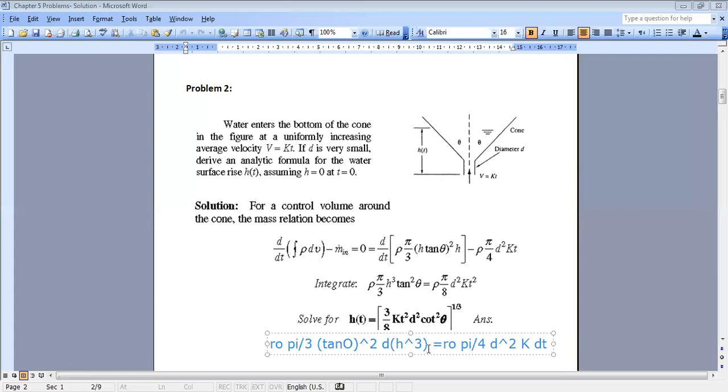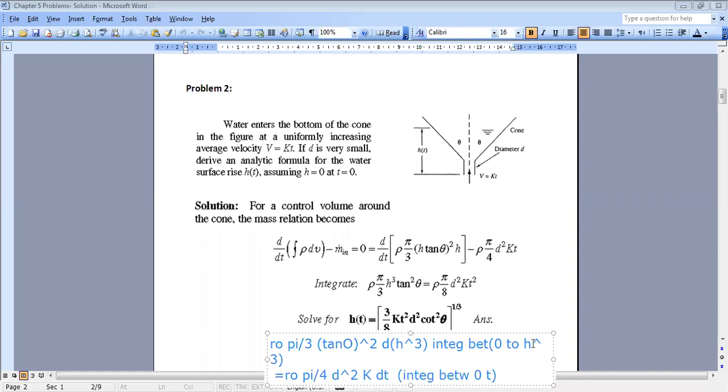Okay, so now if you integrate both sides, for the first side we integrate this term between 0 and h, okay? While for this term here, we will integrate between 0 and t, okay? And if you want here d h cubed, so your elementary function is h cubed, so you integrate between 0 and h cubed, okay?